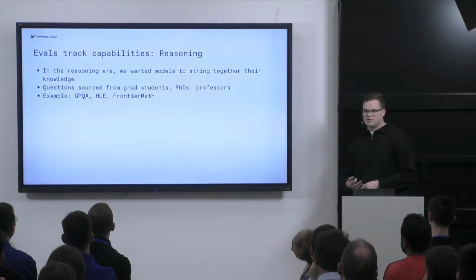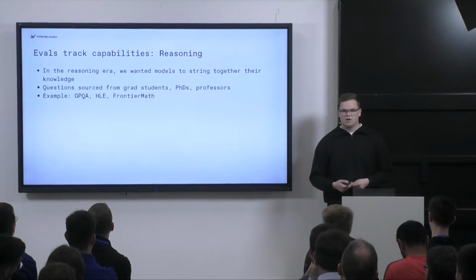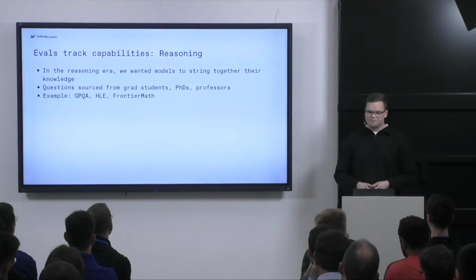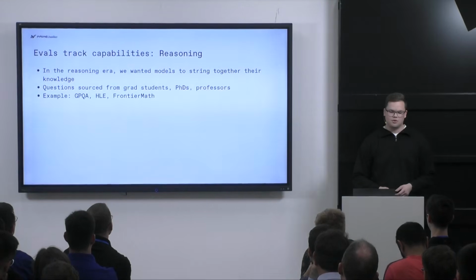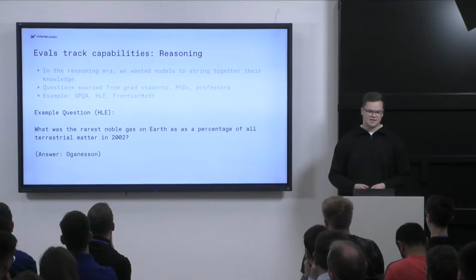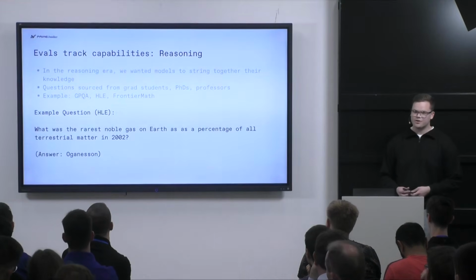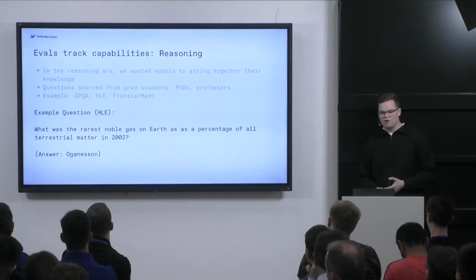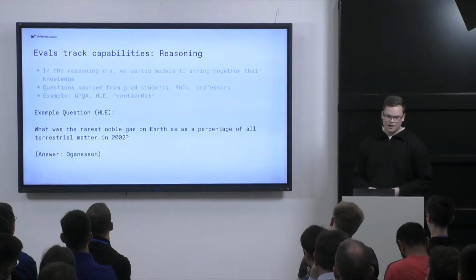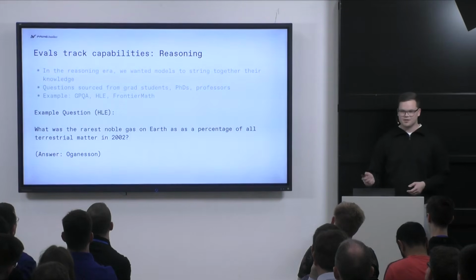And examples for these kinds of evaluations are GPQA for chemistry and biology, or Humanity's Last Exam, or FrontierMath for math. And an example question from Humanity's Last Exam is: what is the rarest noble gas on Earth as a percentage of all terrestrial matter in a certain year? And the answer to this question is oganesson.